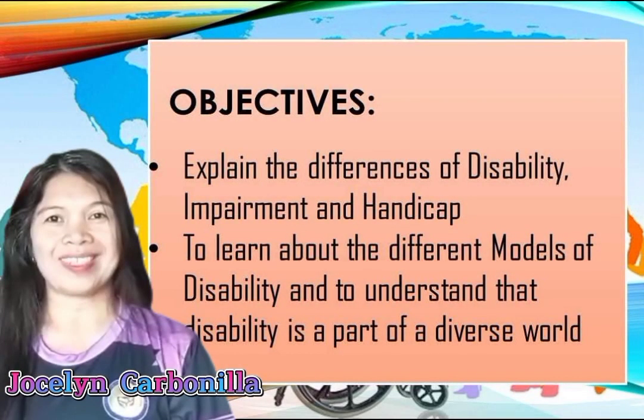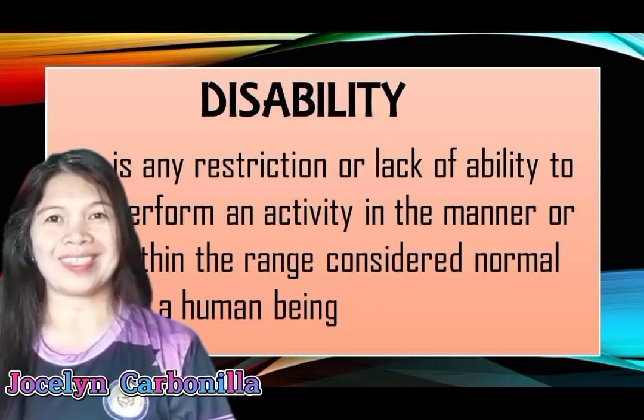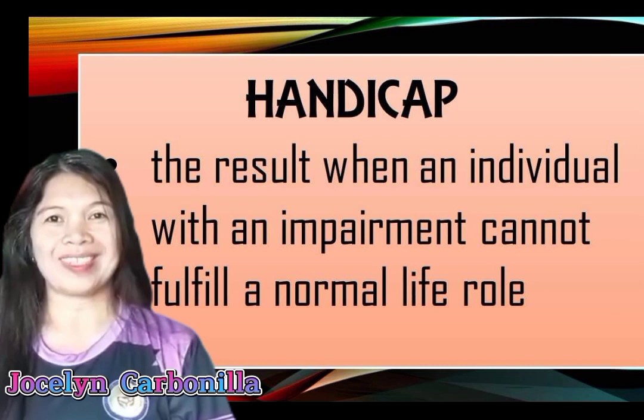Objectives: explain the differences of disability, impairment, and handicap, learn about the different models of disability, and understand that disability is a part of a diverse world. Disability is any restriction or lack of ability to perform an activity in the manner or within the range considered normal for a human being. Handicap is the result when an individual with an impairment cannot fulfill a normal life role.